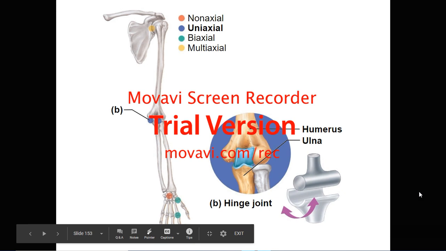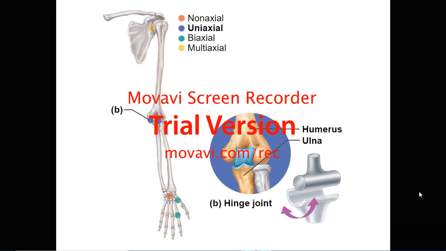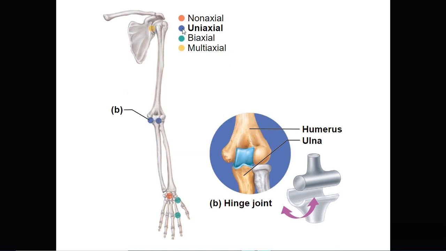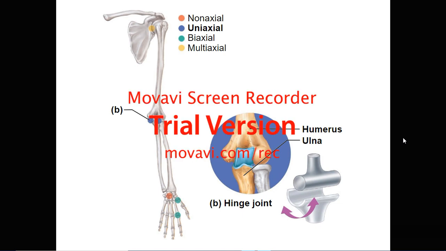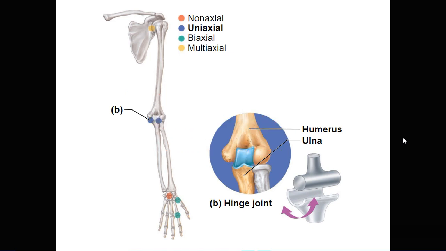This figure shows you an example of uniaxial movement, and you see right here, color coordinated, dark blue, and you see it right here at your elbow, which you can compare to a hinge joint. So remember, uniaxial movement is movement in one plane. Again, hinge joint, you get that movement in one plane at your elbow.